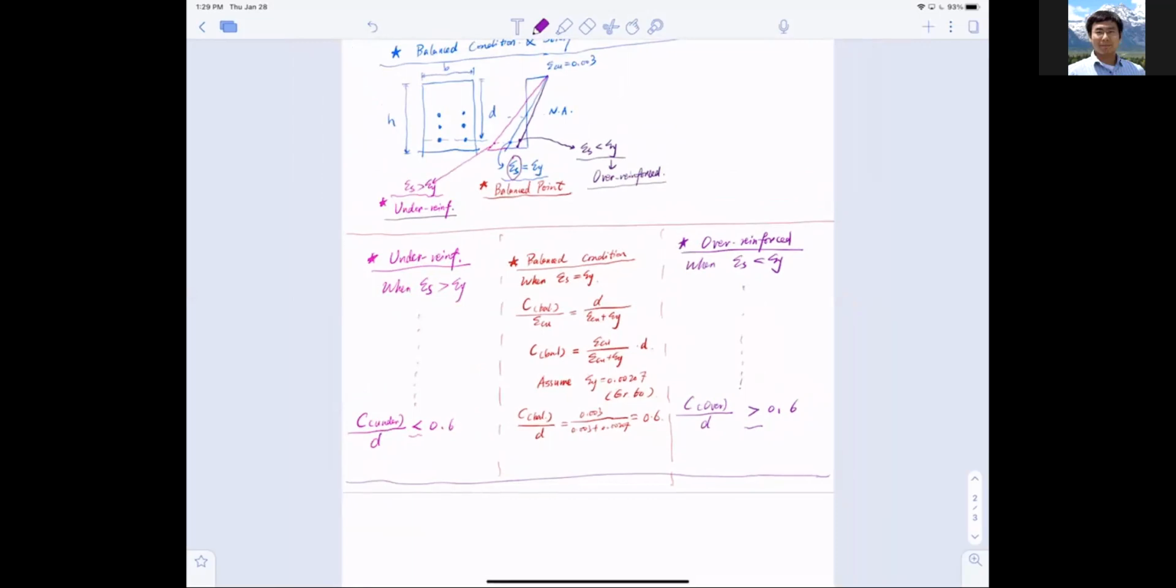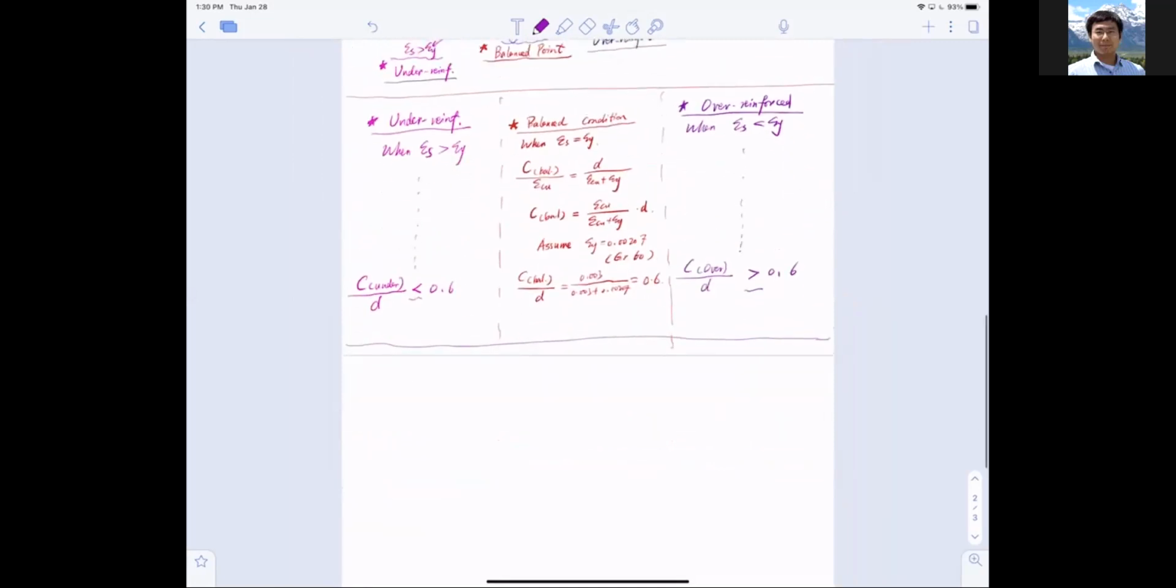Strain in the last layer of reinforcement. Okay. All right, so this is the so-called three conditions. Now let's talk about the strength reduction factor. The strength reduction factor, which we use quite often, called phi, is dependent on these conditions. It's dependent on whether epsilon s is bigger than epsilon y or not.